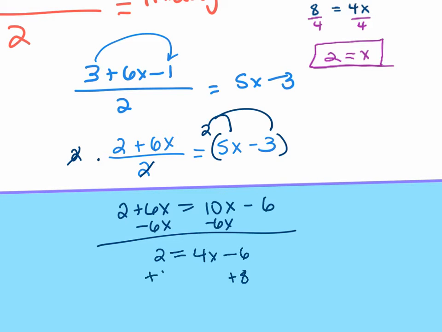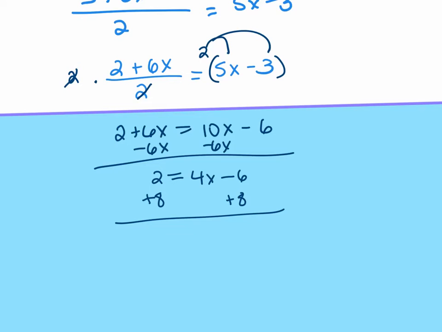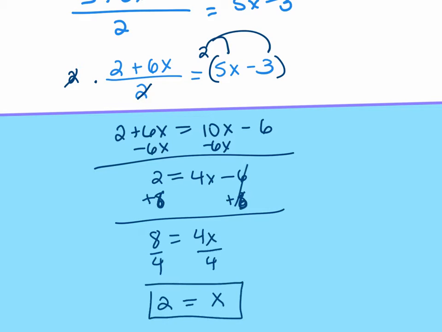Added the 6. Oh, sorry. Adding 6 in my head. Add the 6. 8 equals, this is gone, 4x. And then divide by 4. And x equals 2. So it's base 1 plus base 2 divided by 2.